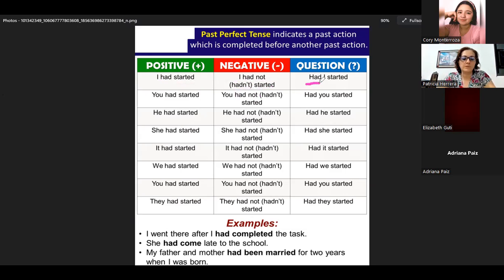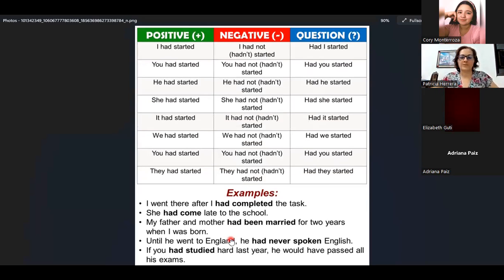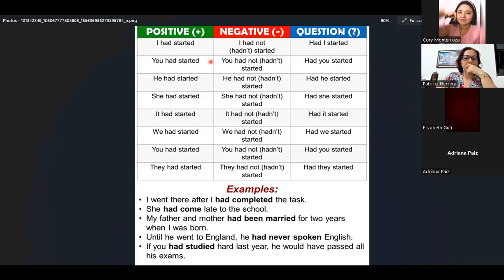And for our questions, the auxiliary that we're going to use is had, plus the subject, plus the past participle, plus any complement, and our question mark at the end. And we have three examples right here. Can you read the first example here, Miss Rosa? I went there after I had completed the task. Very good. So we can see that first I did this activity, after I had completed the task.